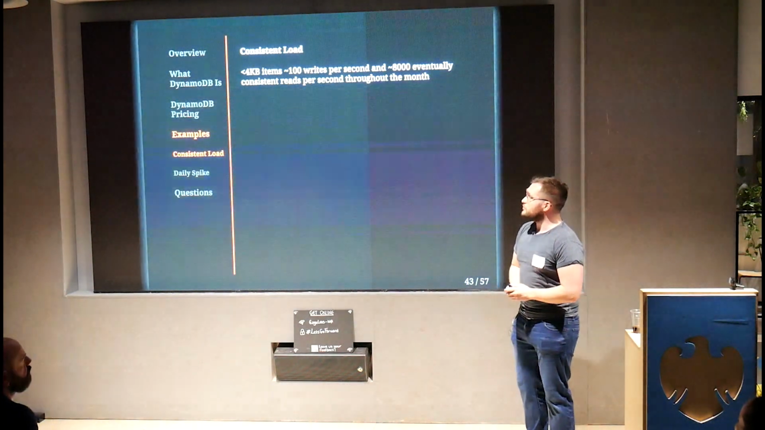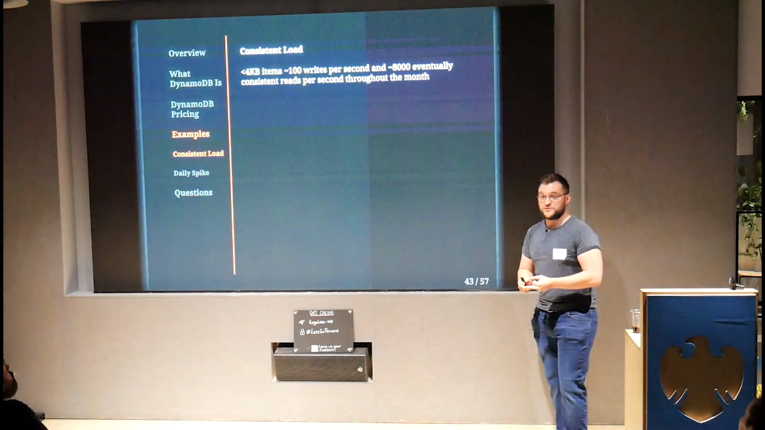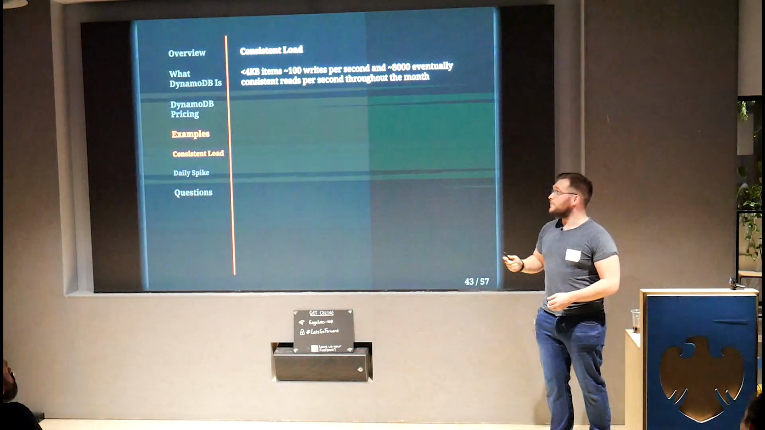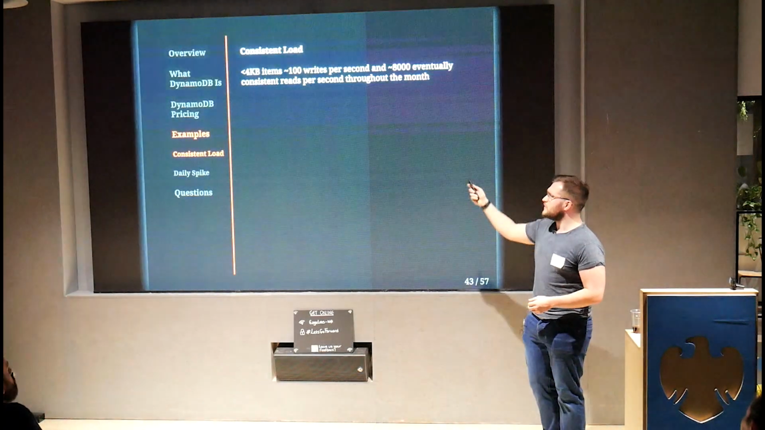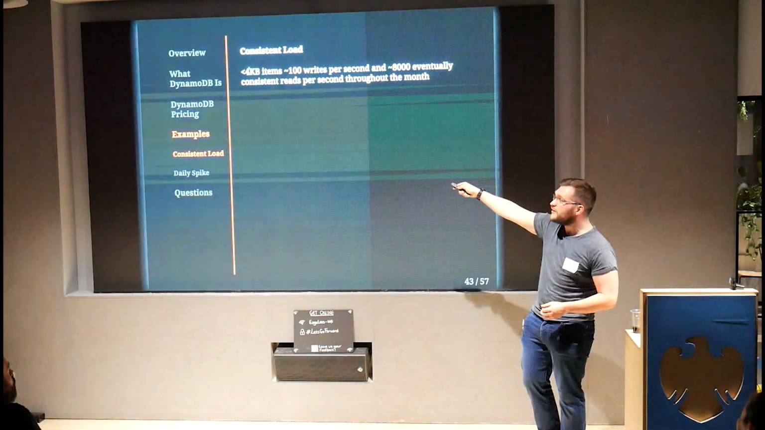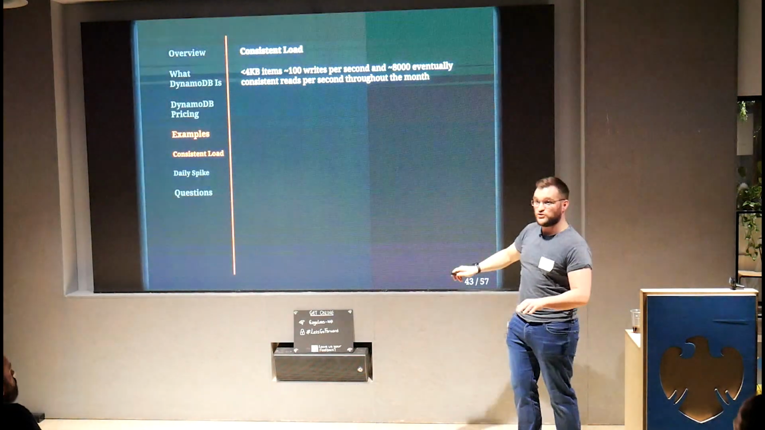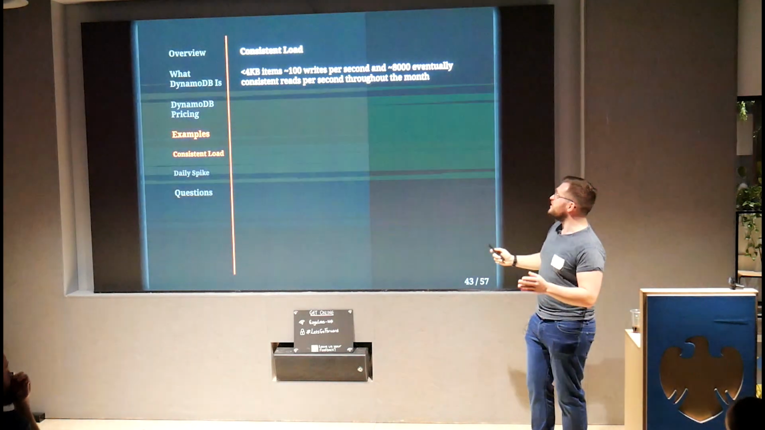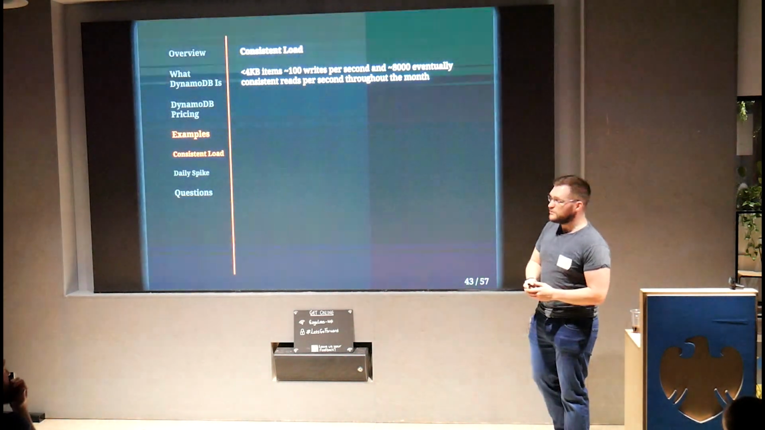So, I've got 2 examples for you. One is a consistent load, so we're going to actually put some numbers to it so we can see the difference in cost. Consistent load, so we're talking about 4 kilobyte. That was definitely 1 kilobyte. Mustn't have got the updated slide. That's meant to read 1. Ignore the 4, otherwise the maths does go wrong. 1 kilobyte items, 100 writes per second, 8,000 eventually consistent reads per second throughout a month.